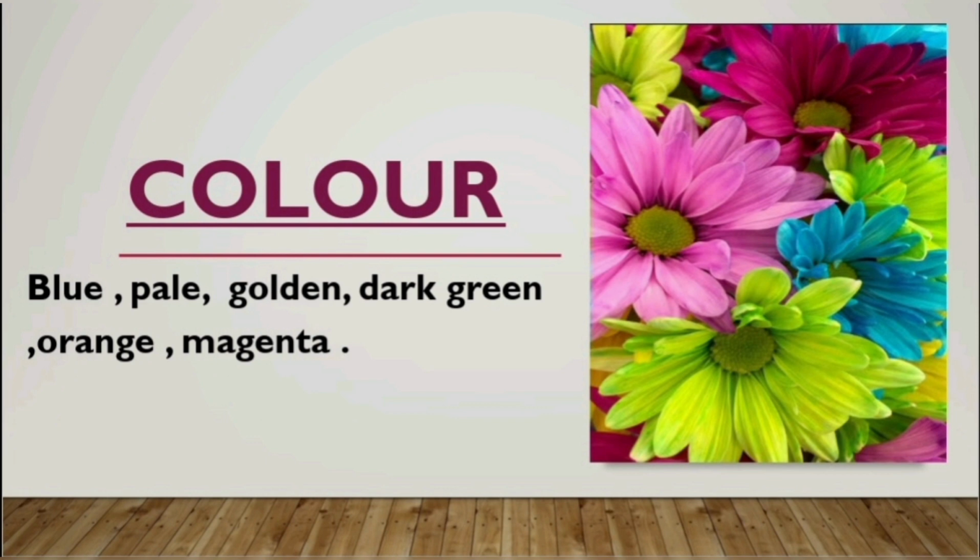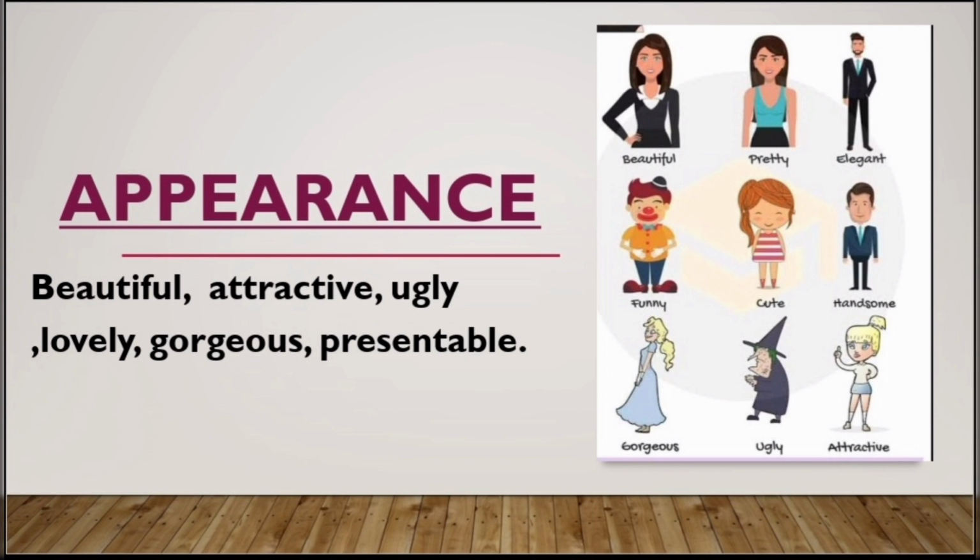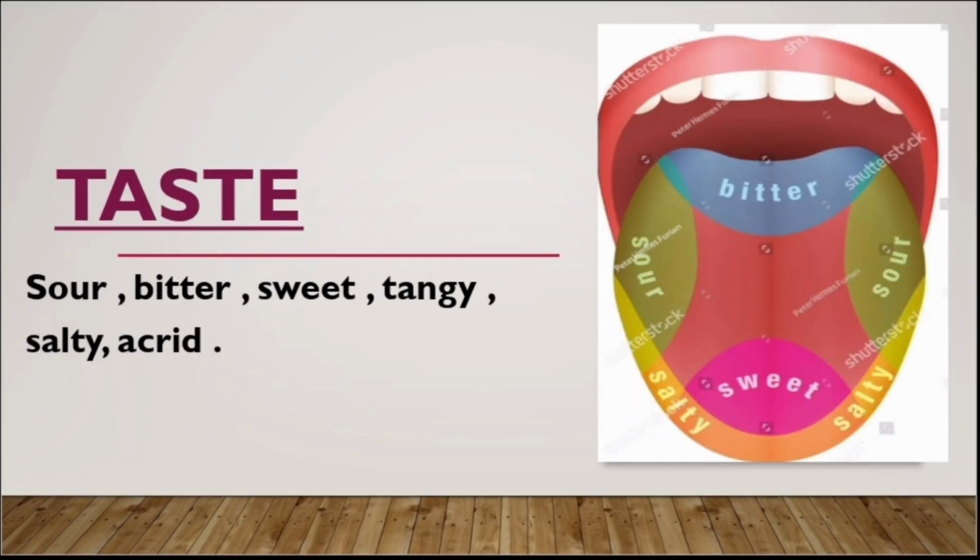Descriptive adjectives can also include colors used to describe a noun or a pronoun, like blue, pale, golden, dark green, orange, magenta. A descriptive adjective also describes the appearance of a noun or a pronoun such as beautiful, attractive, ugly, lovely, gorgeous, presentable. Descriptive adjectives also describe the taste of a noun. When we specially refer to the taste buds of food, it could be sour, bitter, sweet, tangy, salty and acrid.